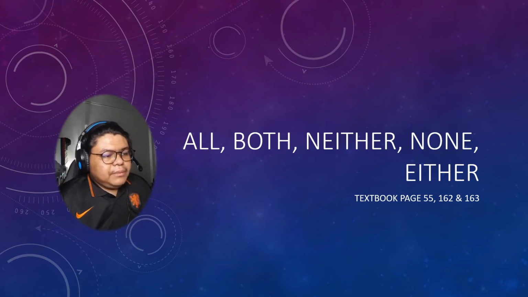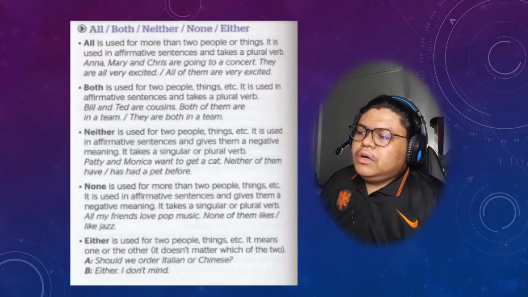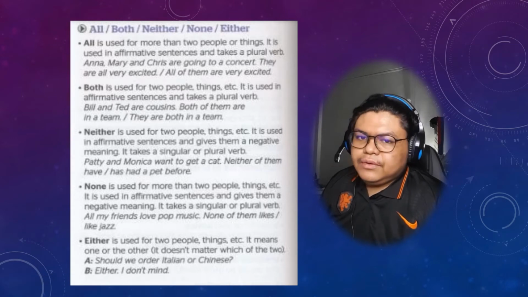All right, so now we are going to talk about all, both, neither, none, and either. Afterwards we are going to talk about conditional sentences as well. For this topic, you can refer to your textbook page 55 and also 162 and 163 later. So without further ado, let's look into it. All, both, neither, none, and either. What are these, if you are wondering?